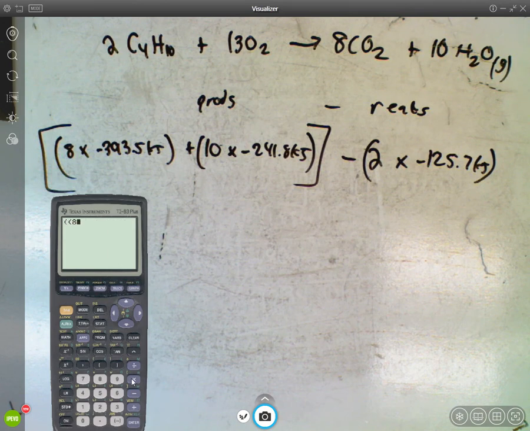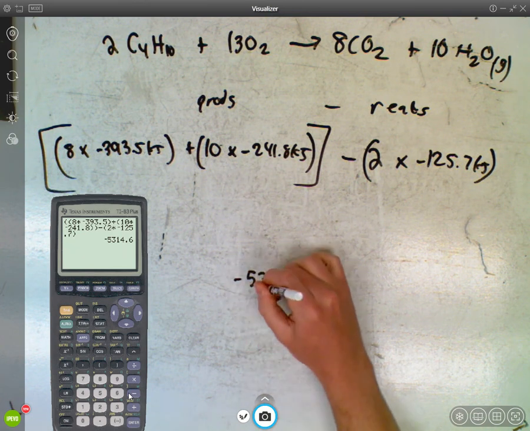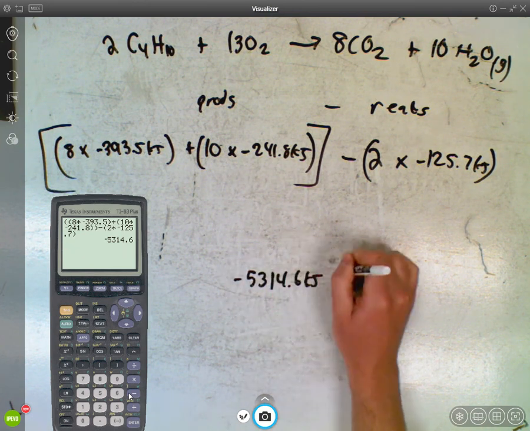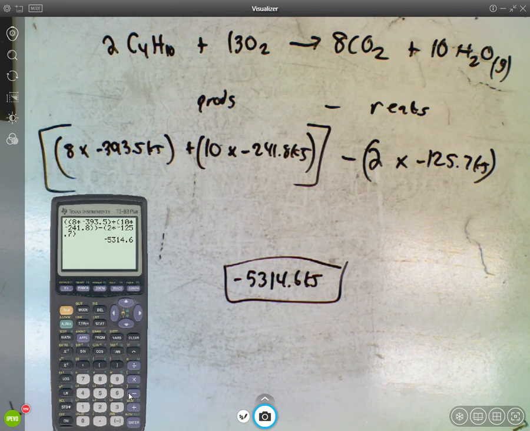And I'm ready to plug in. So 8 times negative 393.5. Close my bracket. I'll add it to 10 times negative 241.8. Make sure you put in those negatives and your double brackets. And then we'll subtract 2 times negative 125.7, and then close my bracket, and you end up getting negative 5314.6 kilojoules. And if you didn't get that, just send me an email and we can go through any questions that you want to go through.